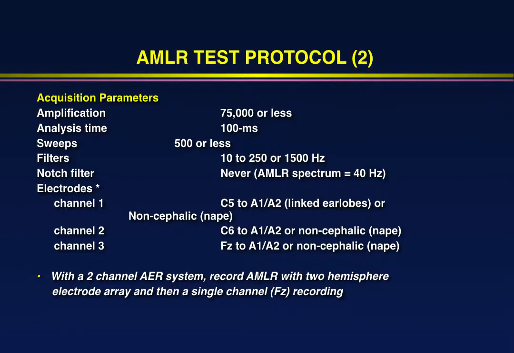Less amplification is needed because it's a bigger response. We need an analysis time of at least 100 milliseconds to see the PA and the PB. The filter settings are very important. You must keep the low frequencies. You can't filter out the low frequencies because most of the energy for the middle latency is around 40 hertz. So if you were to do a spectral analysis of the middle latency, you'd see the energy at 40 hertz. But you don't have to do that.